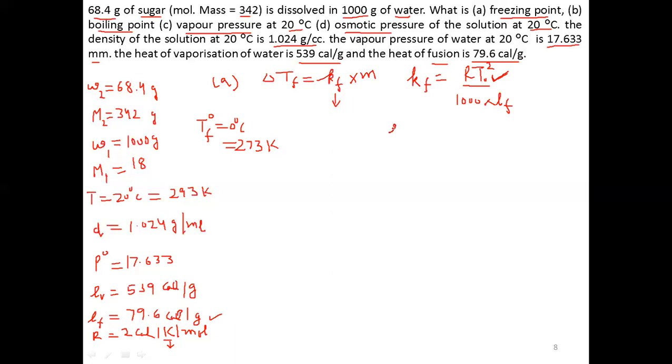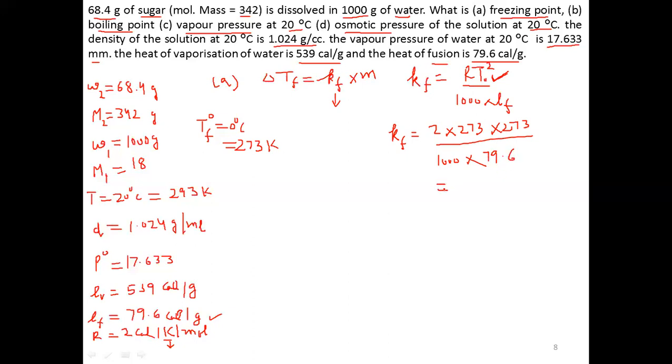So KF is R into 273 into 273 divided by 1000 into LF. LF is 79.6. Now let us try to solve it.